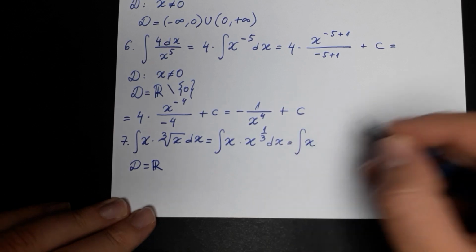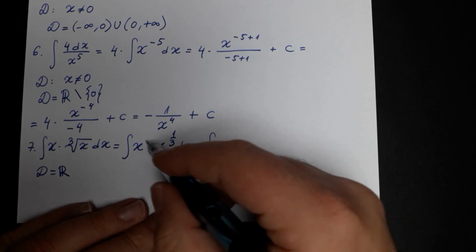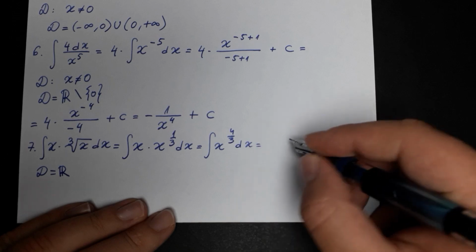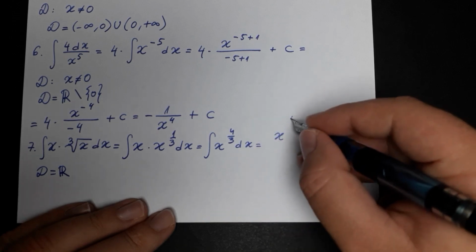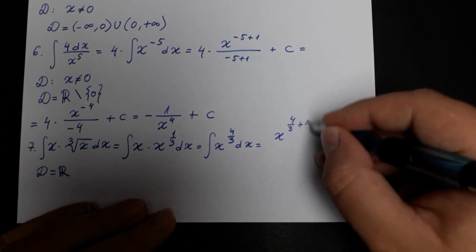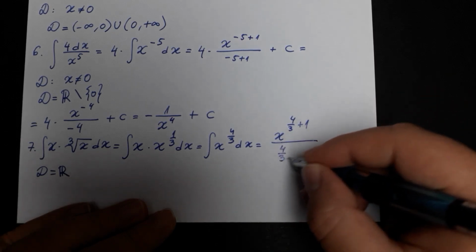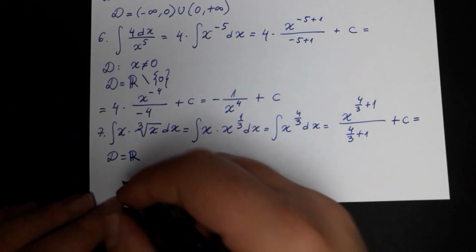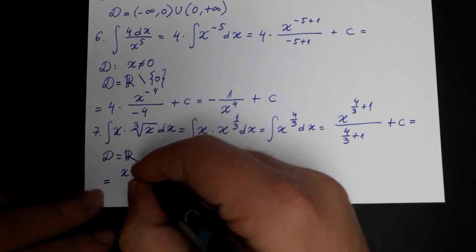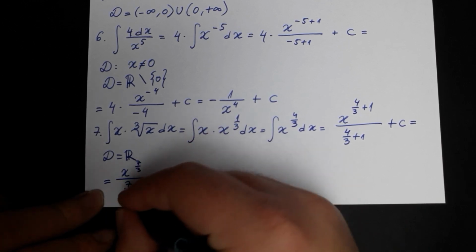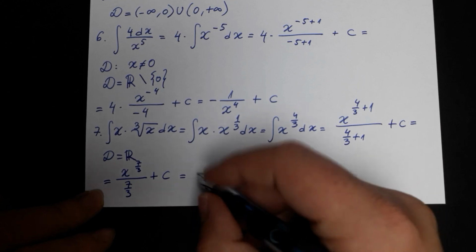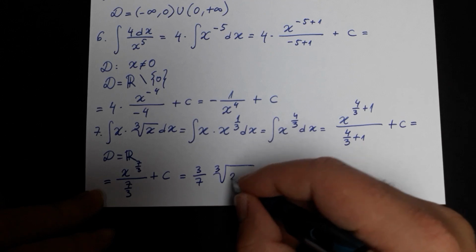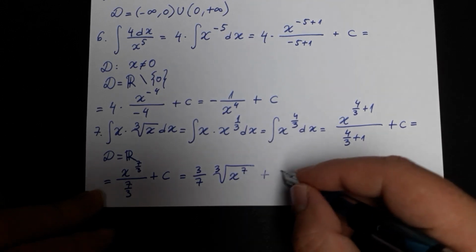and that is equal to an integral of x to the power 1 plus 1/3, which is going to give us 4/3, dx. That is equal to x to the power 4 divided by 3 plus 1 divided by 4 divided by 3 plus 1 plus c, which is going then to give us x to the power 7 divided by 3 divided by 7 divided by 3 plus c, which is equal to 3 divided by 7 cubic root of x to the power 7 plus c.